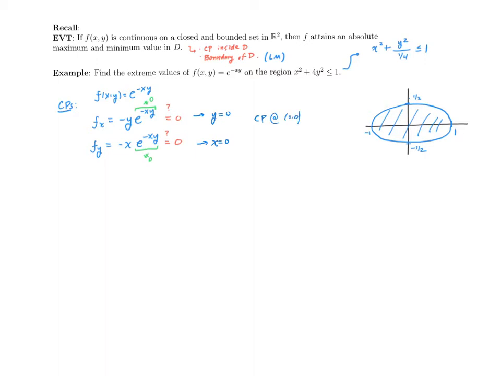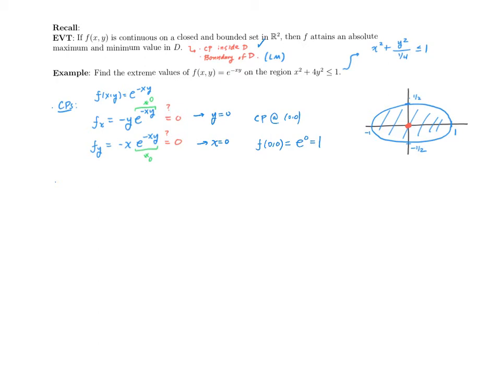Note, 0, 0 is right in the middle of our region. So this is a point where an extreme value could occur, and we need to evaluate the function at this critical point. e to the 0 is 1. Now that we've determined the critical points inside the region and evaluated the function there, we've taken care of this first potential location.